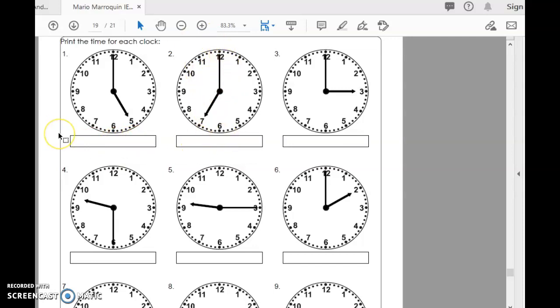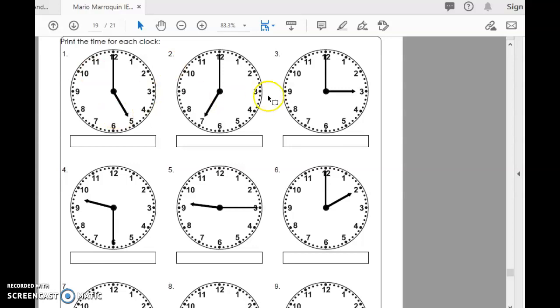So let's review. Mario, can you tell me what the big hand is for? Yes, correct. So we said the big hand is for the minutes. And what is the small hand for? Correct. That would be for the hour.